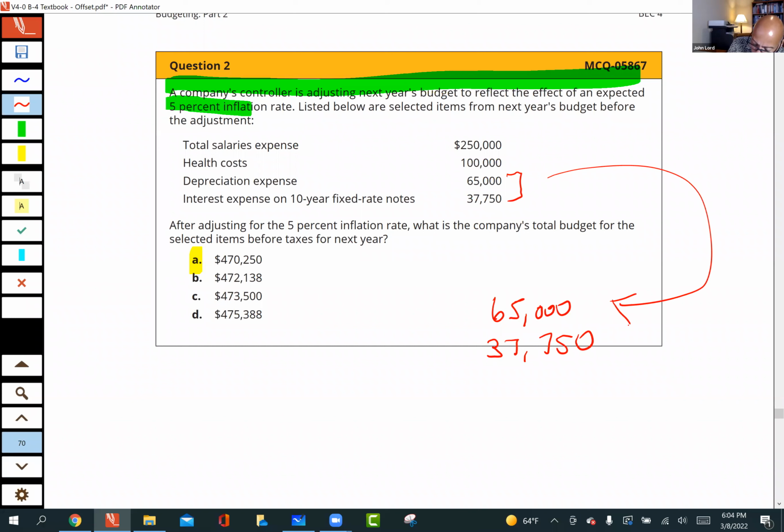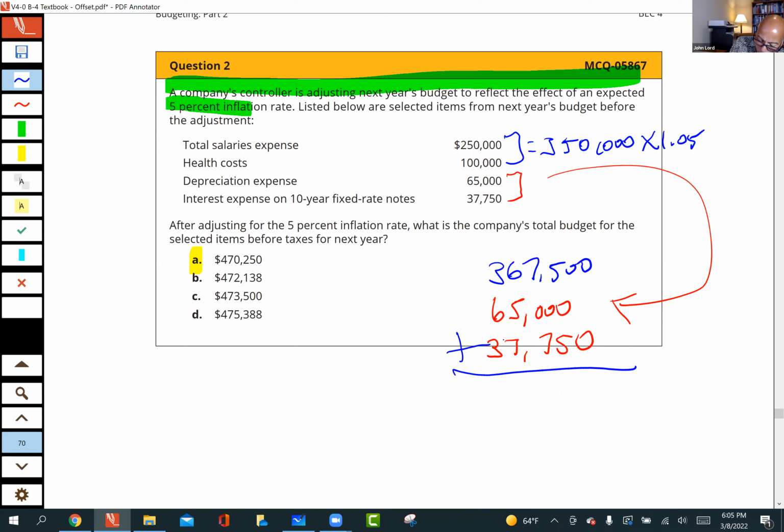And then for the other two up here, the salaries and health costs, yeah, those would be affected by the inflation. So we're going to take that and multiply, and well, we add those together. So let's just say that's 350,000. And then we're going to multiply that by 1.05, right, to ratchet it up 5% for the inflation. And I think when you do the math on that, you get 367,500. Then you just add those up, of course, and that gives you the 470,250.